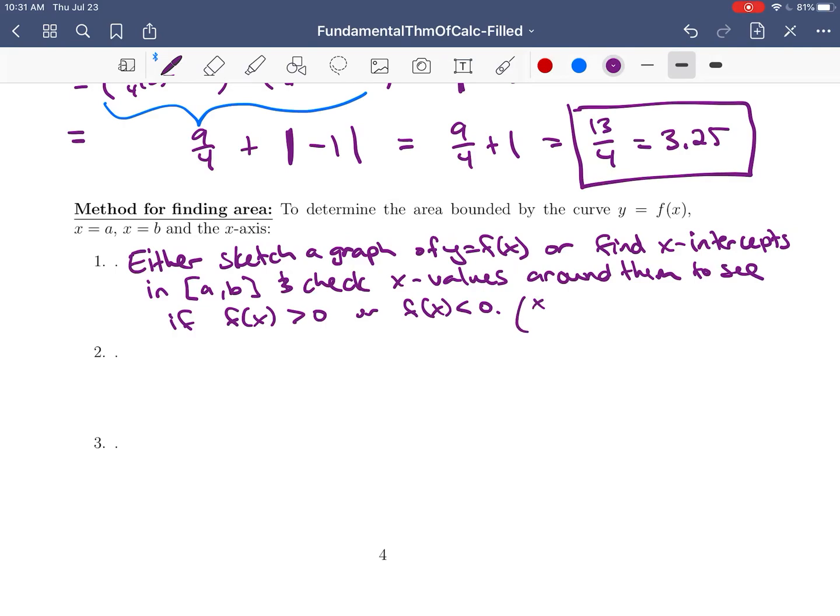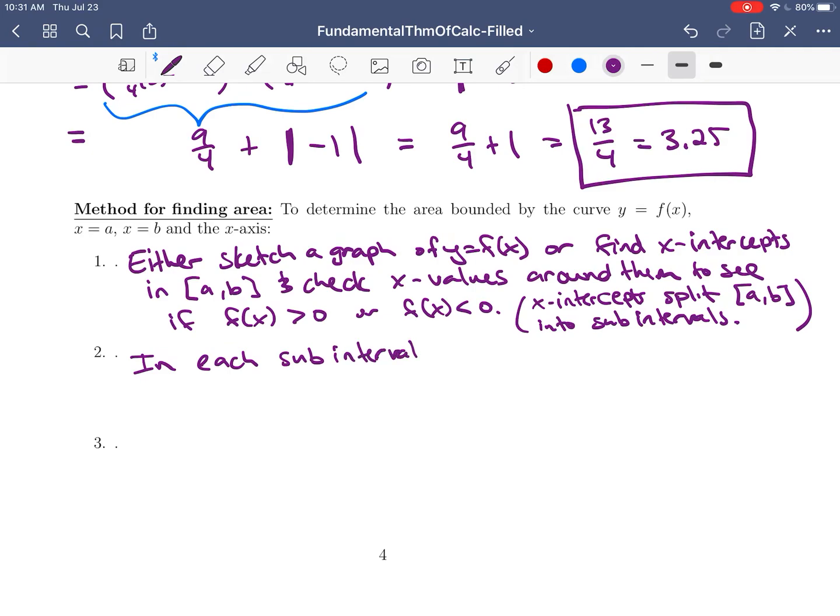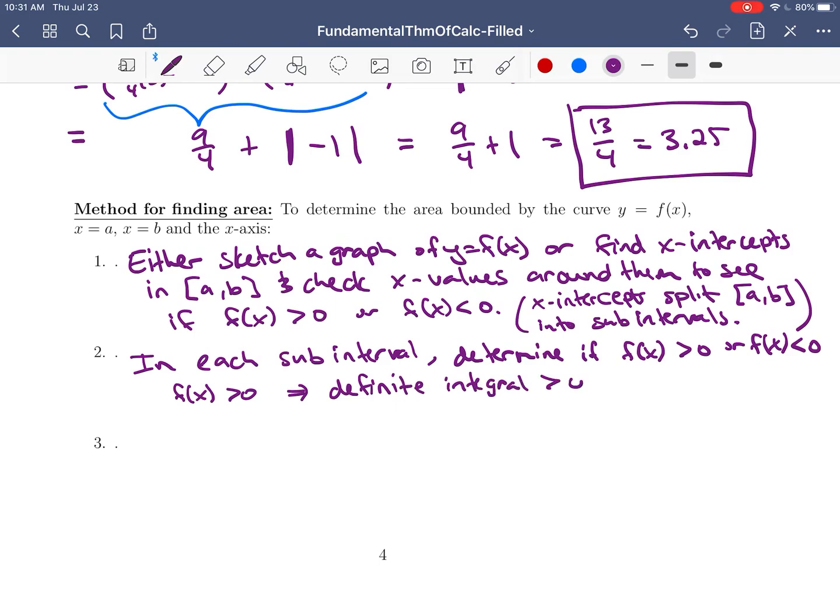So maybe I'll just write here, the x-intercepts split the interval from a to b into subintervals. In these subintervals, f of x is either entirely positive or entirely negative. So you could, in each subinterval, determine if f of x is positive or f of x is negative. So f of x positive means the definite integral in that part will be positive, and f of x less than 0 means the definite integral will be less than 0.